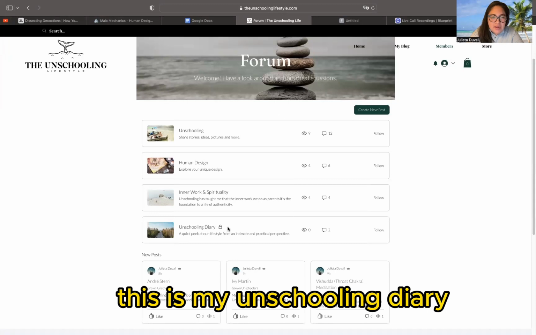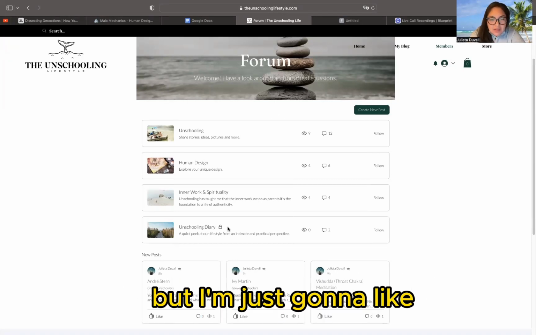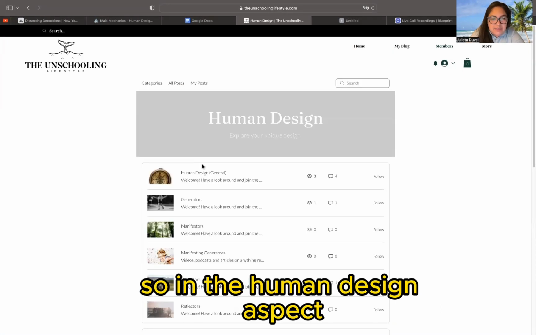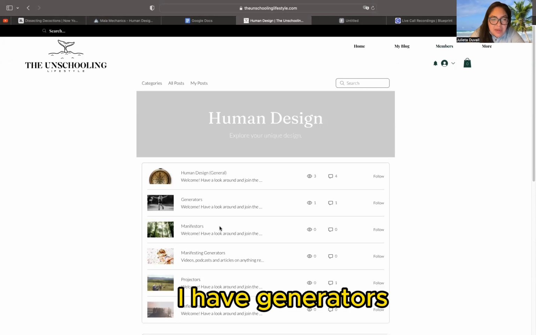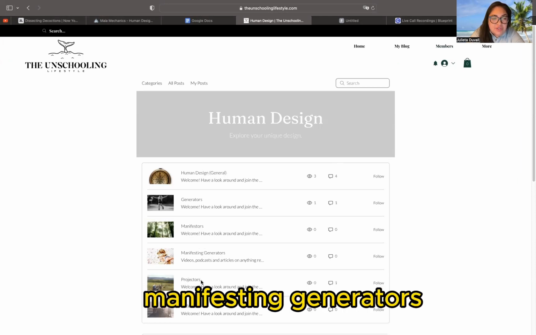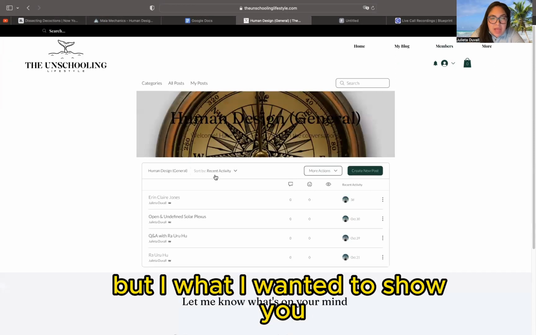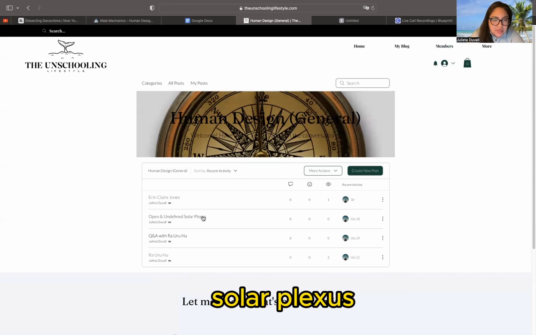This is my unschooling diary. It's really not available for people to see, but I'm adding some stuff there. So in the human design aspect, I have human design general, generators, manifestors, manifesting generators, projectors, and reflectors. I'm slowly adding resources here, but what I wanted to show you was this one. So there is open and undefined solar plexus.